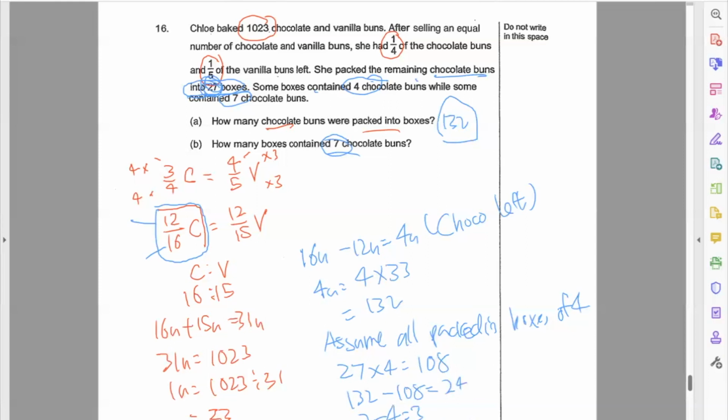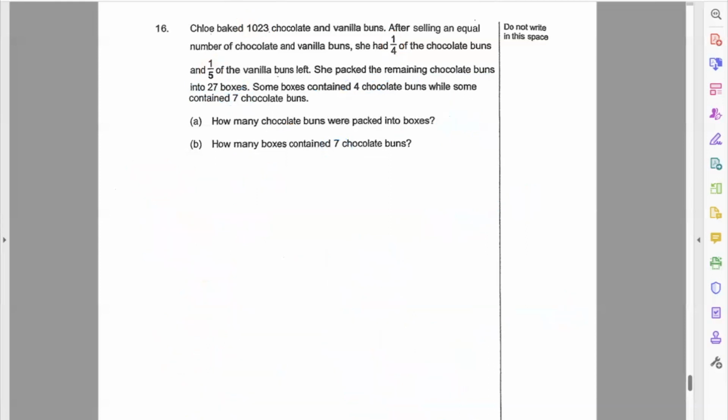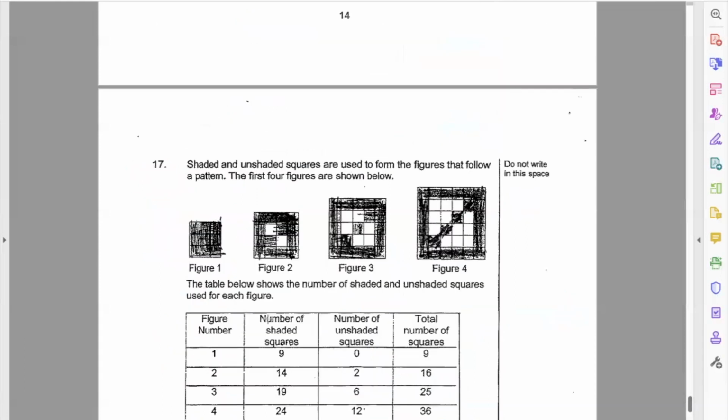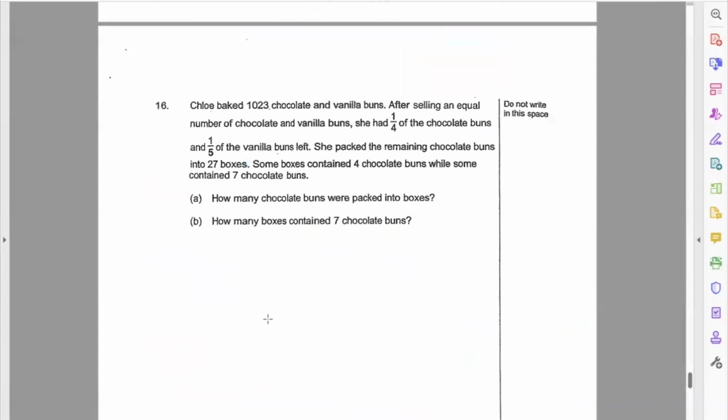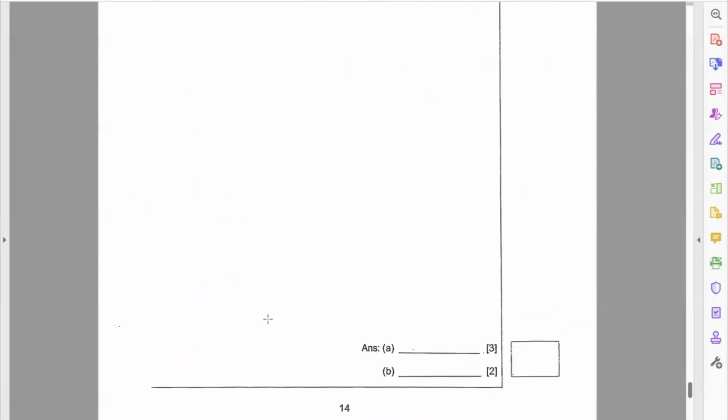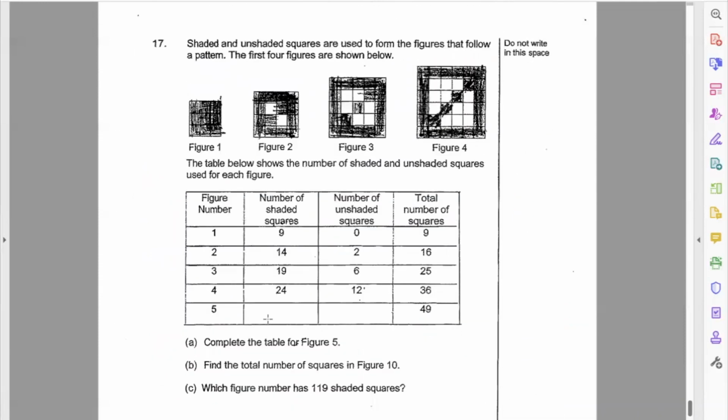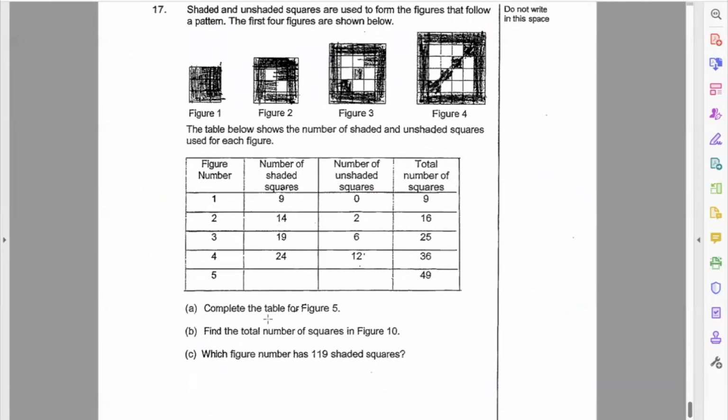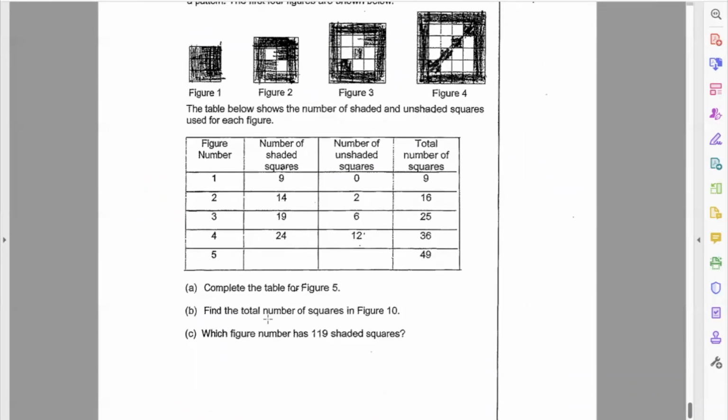Let's continue with question number 15. Oh, sorry, question number 17, not 15. Question 17 is a pattern question. There are 2 types of patterns in this question. Let me highlight and identify what the 2 types are.